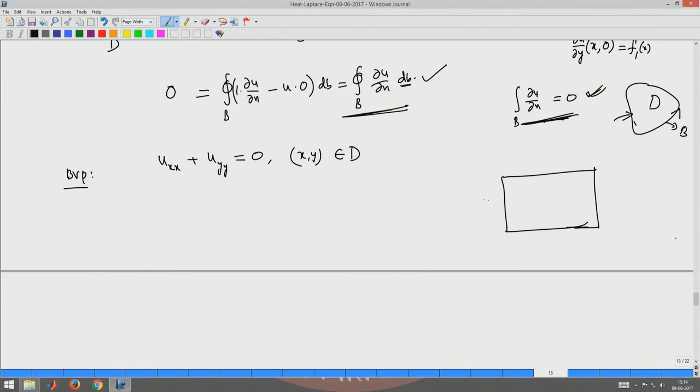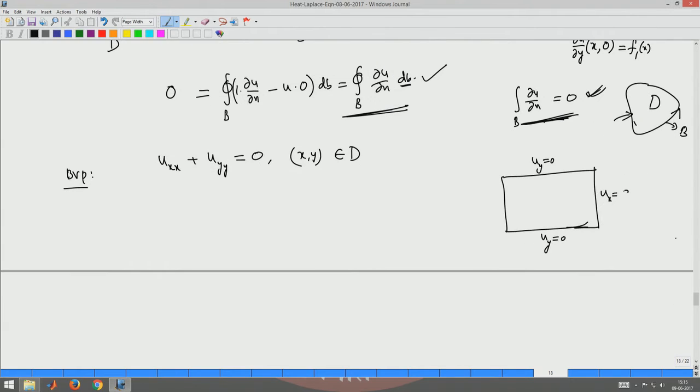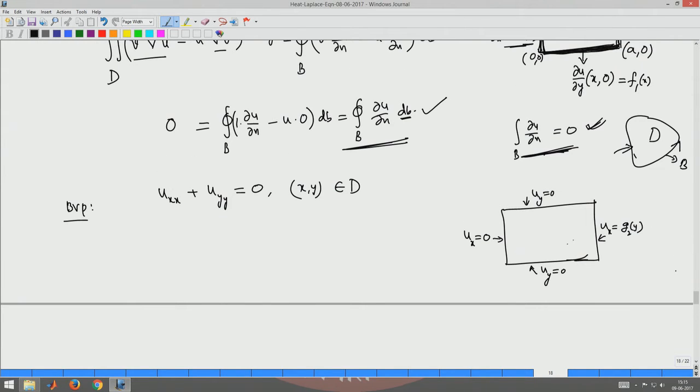Now, what you have: I make uy 0 here, uy 0 here, and I have ux equal to some function of y, let us say g2(y), here, and ux is 0 here. So, let us make a problem like this. Okay. Now, like this, by changing, you make these 3 zero and here you keep 1.